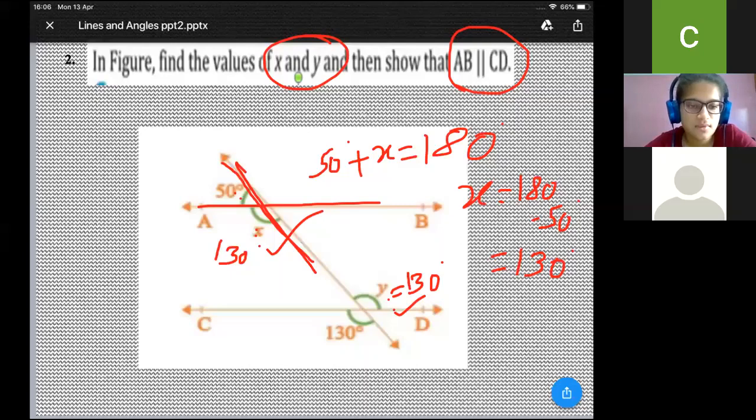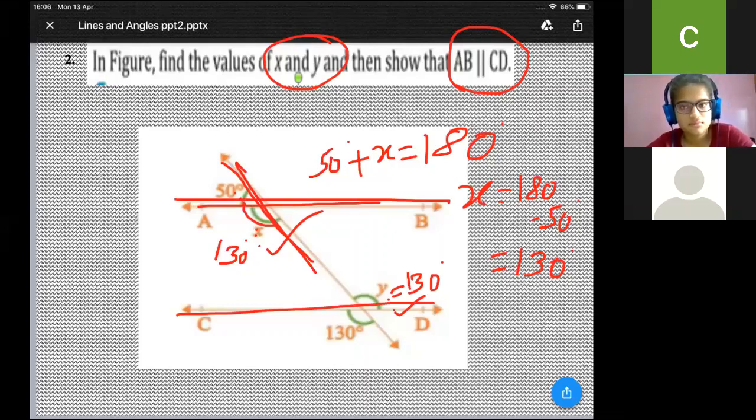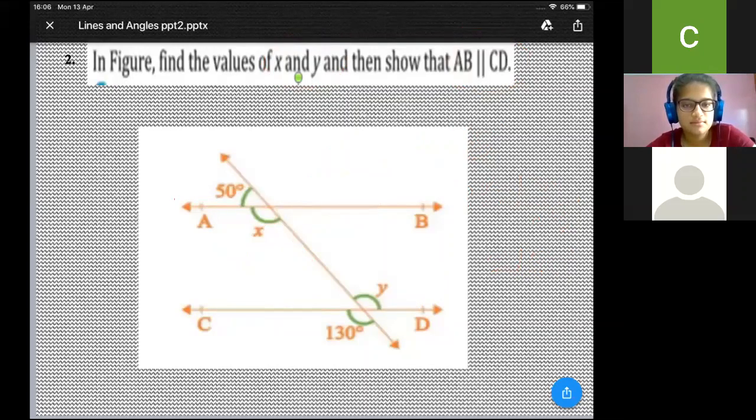So here, when you observe these two, children, x and y are alternate interior angles and the value of these two angles is equal. Therefore, since the alternate interior angles are equal, yes children, we can say that line AB is parallel to CD. Got it? It is proved or not, children? Please give me the answer. Yes, ma'am. Okay. Next.